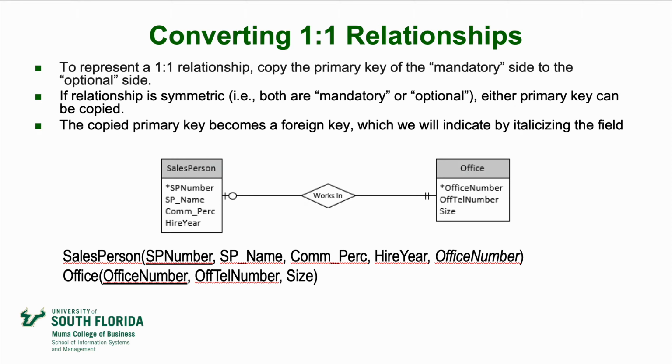To represent a one-to-one relationship, we copy the primary key of the mandatory side to the optional side. If the relationship is symmetric, i.e. both are mandatory or optional, either primary key can be copied. The copied primary key then becomes a foreign key, which we'll indicate by italicizing the field. The example illustrates this. Thus, to represent the one-to-one relationship between salesperson and office in the ERD, we copy the primary key from office number into the salesperson table.